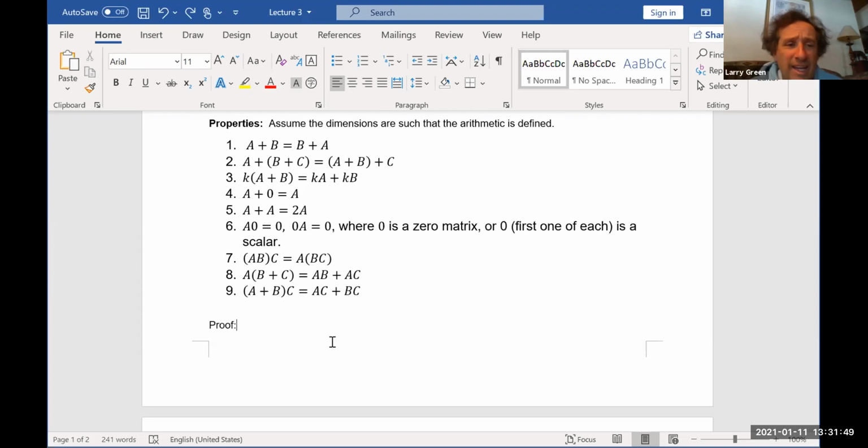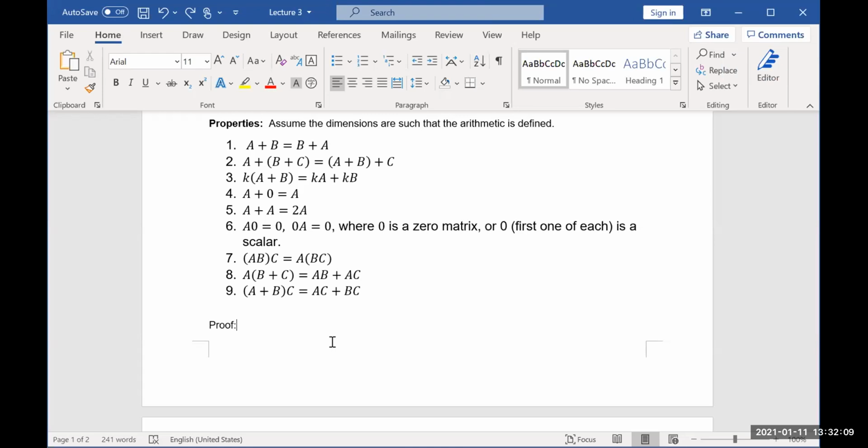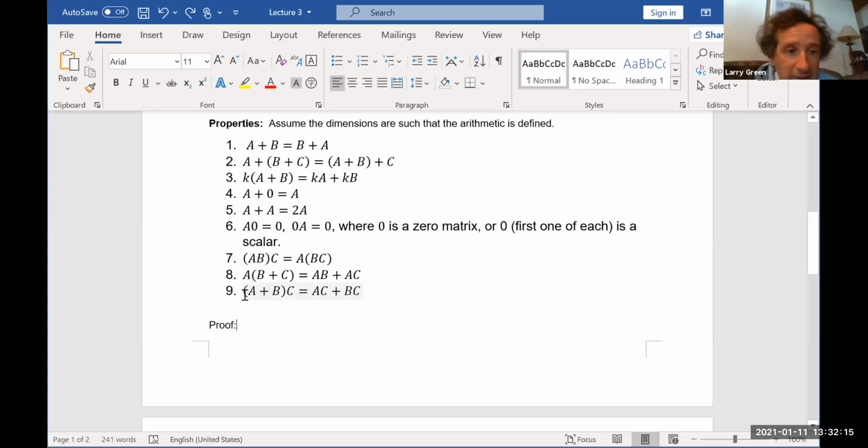All right, I don't have time to prove all 9 of them. Do you agree? But I'll let you choose. Whoever asks first, I'll prove that one. 1 through 9, pick your favorite. How about, yeah, let's go with 9. Okay, number 9. We want to show A plus B times C equals AC plus BC.